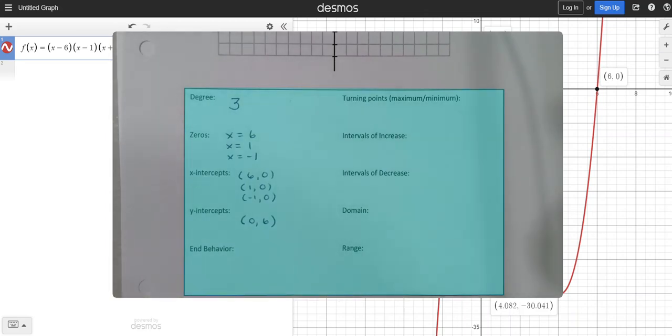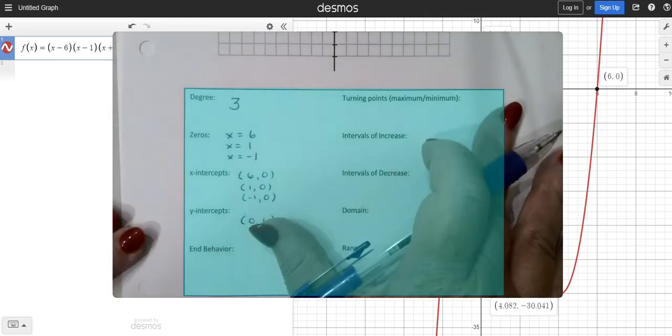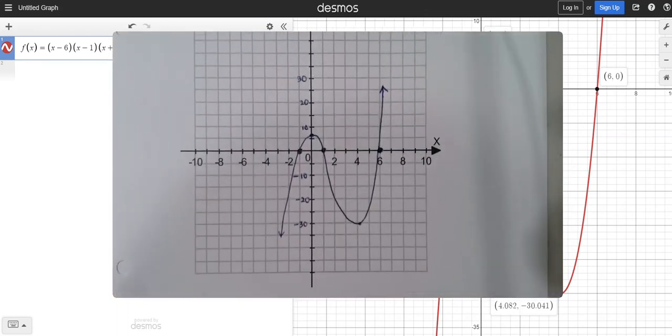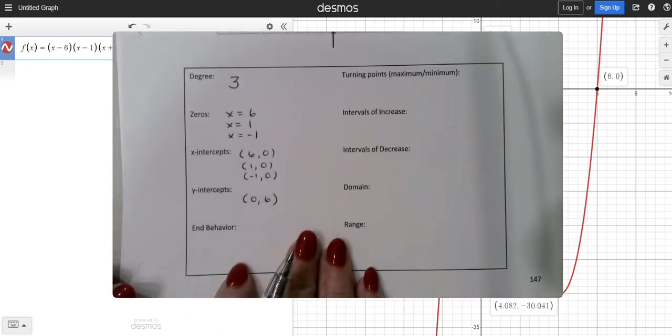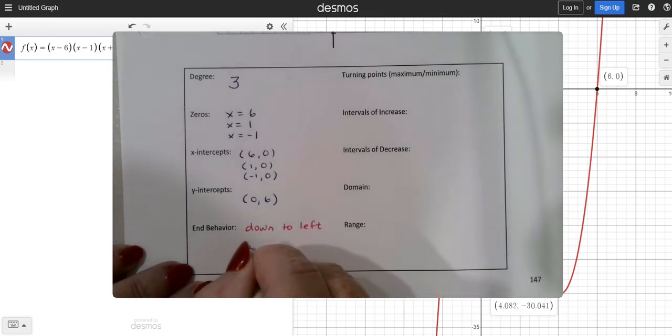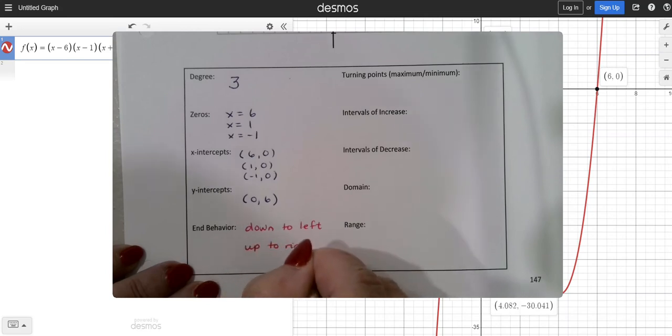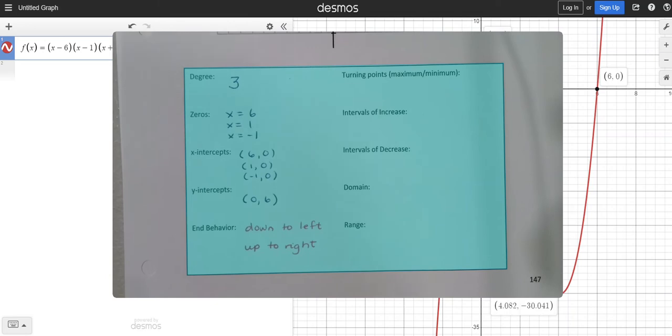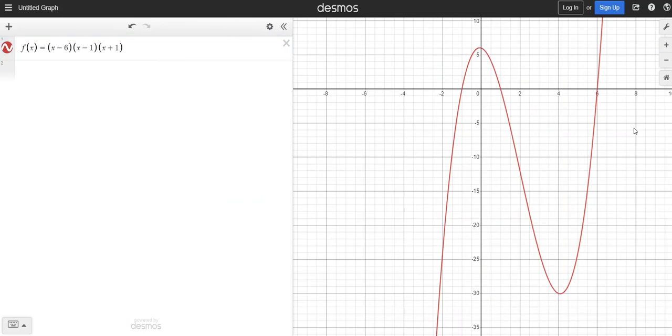What does the end behavior of this graph look like? Well, if you look at it, it's going down on the left side, and it's going up on the right side. So I'm just going to say down to the left and up to the right. The turning points, the maximum and minimum. Let me go back over here and actually get them from Desmos. Looks like the max might be slightly to the left of, yeah, there it is.